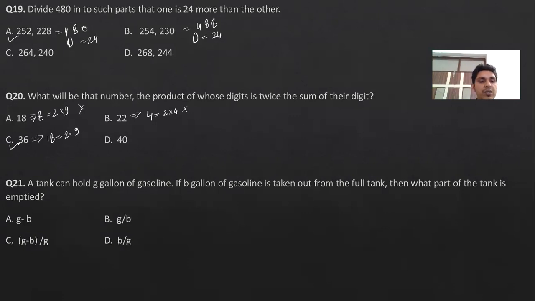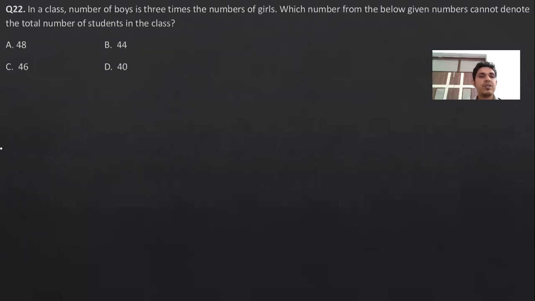Okay, coming to the next question, that is 21. The question is: a tank can hold G gallons of gasoline. Gasoline is just a gas. If B gallons of gasoline is taken out from the full tank, then what part of the tank is emptied? Okay, so total gas was G and the gas that was taken out was B. So the gas that was remaining was G minus B. And if we have to find out the part that is emptied, so the gas that is remaining divided by the total, that is G. So we can check option number C will be the right option, right?